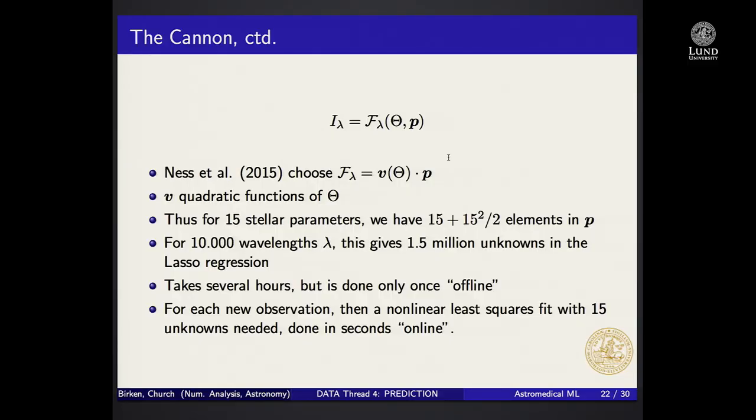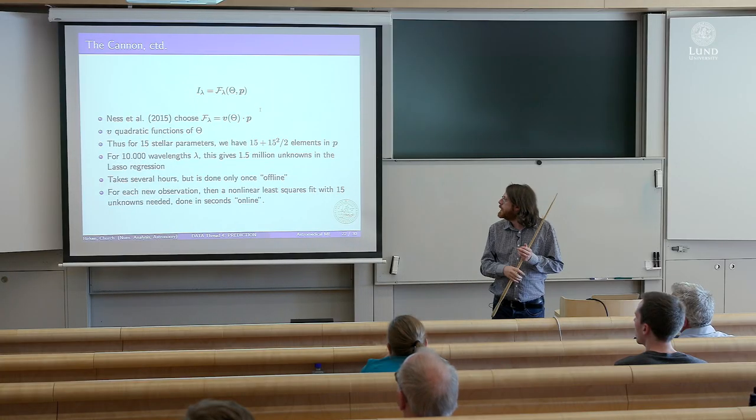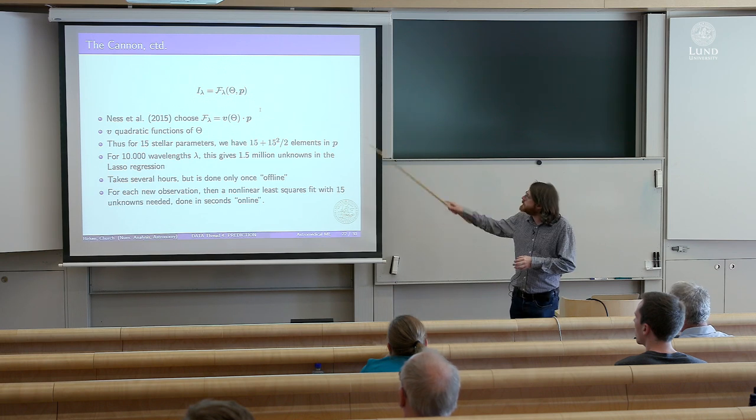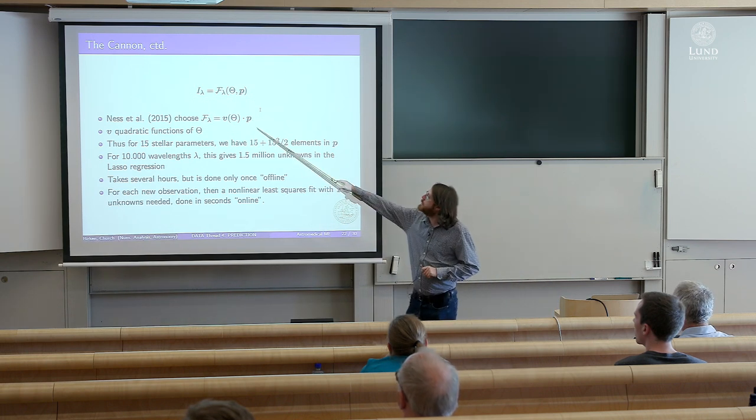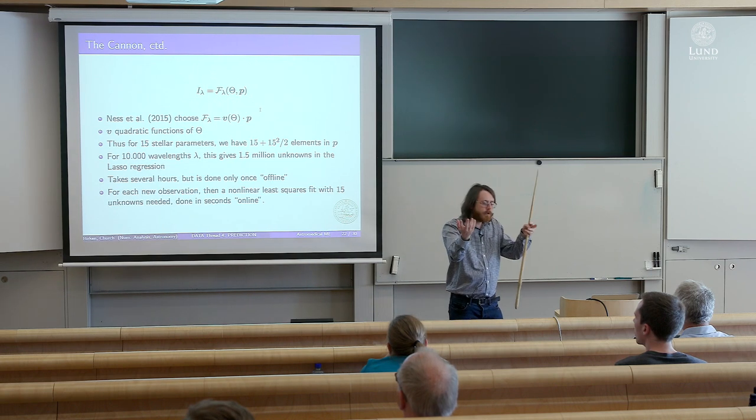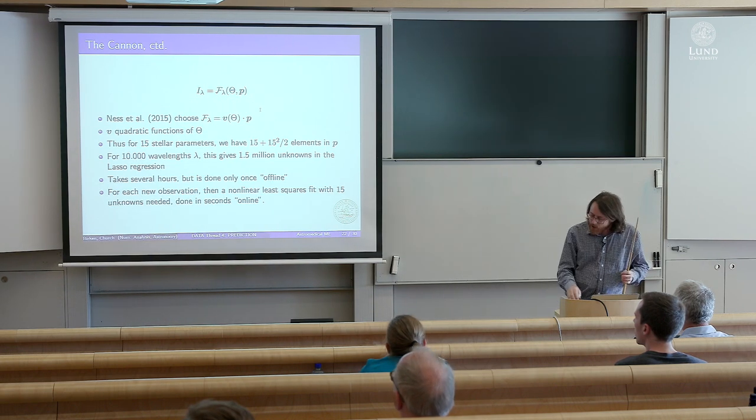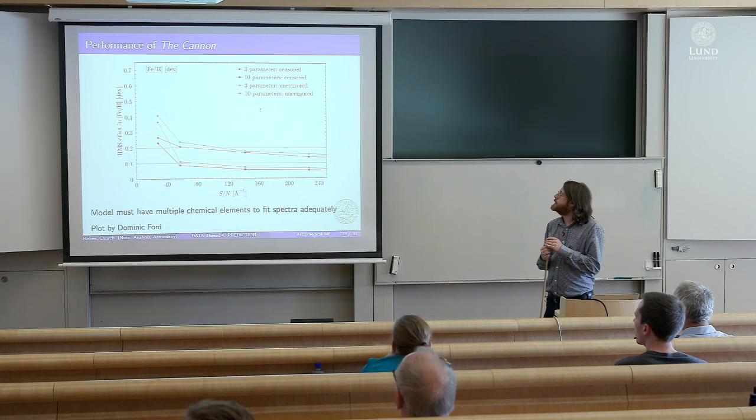So Ness et al., in the Canon, wrote the model down basically as this, where this function V is just the set of quadratic combinations of the different stellar parameters. And so for about 15 parameters, you have about 15 squared elements in P times the number of wavelengths, which gives you this number of unknowns. And so this is a very simple model because you're assuming that in each pixel, it's only up to second order in any given stellar property. But it turns out that works reasonably well.